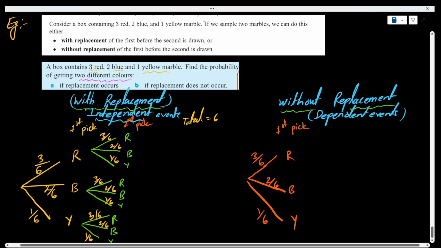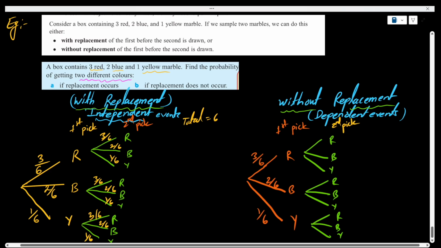Again you can have three possibilities here. What can be the three possibilities? Red, blue, yellow. Here also red, blue, yellow. Here also red, blue, yellow, right? You can write down red, blue, yellow. This also red, blue and yellow. Now, because you have taken the first pick, this is your second pick, right?